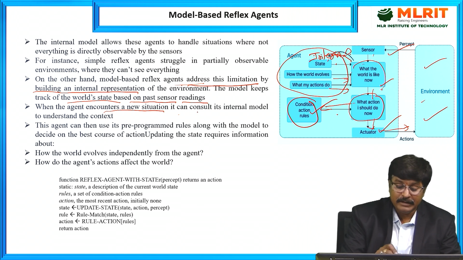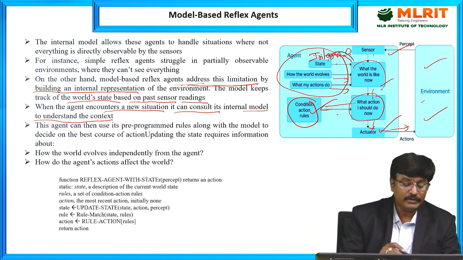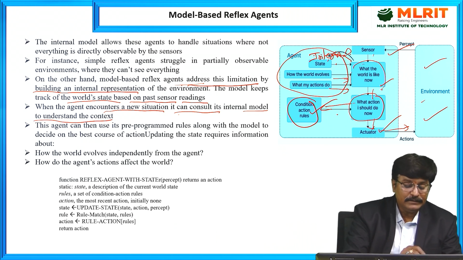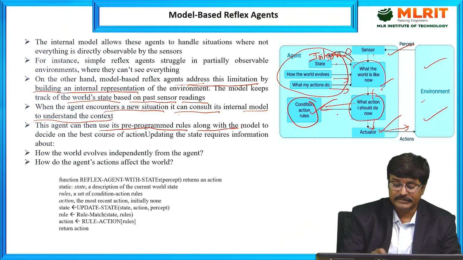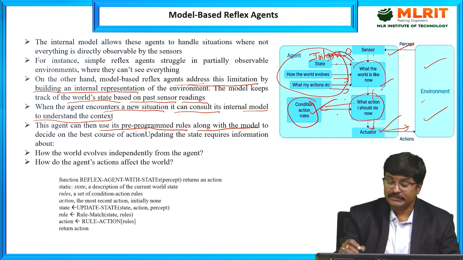It can adapt. It can consult the internal model to understand the context, and what kind of actions you have to take. The agent can then use the pre-programmed rules along with the model to decide the best course of action. Updating the state requires information. Whatever updates there are in the state, you can update them. So these are the advantages, a somewhat more advanced model as compared to the simple reflex agent model.